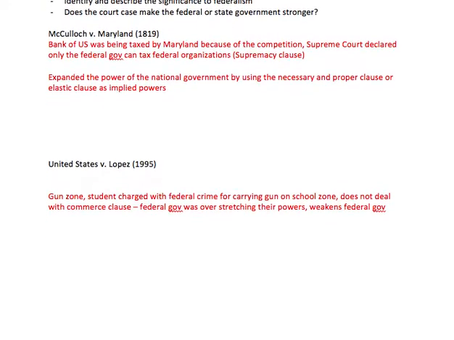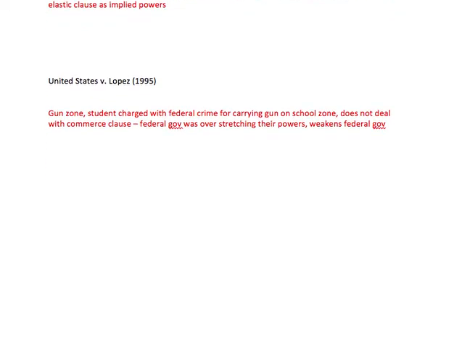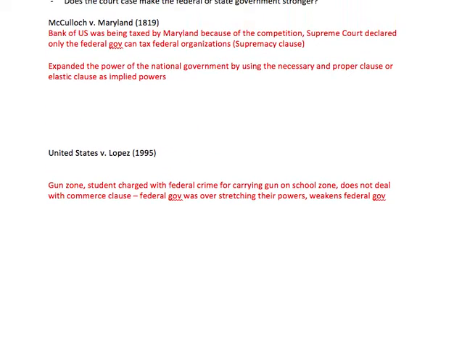In United States versus Lopez, there's a gun zone, and a student brought a gun onto campus. They were trying to charge this individual with a federal crime. However, they were trying to connect it to the Commerce Clause. There was no selling of weapons or transaction of any sort, so it did not have anything to do with the Commerce Clause. So this kind of weakens the national government, whereas in McCulloch versus Maryland, that strengthened the national government.